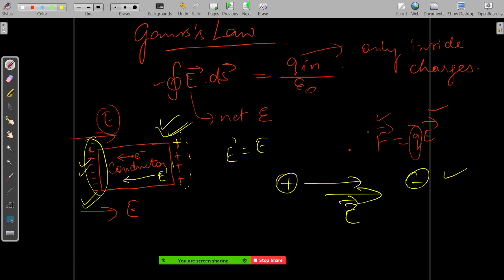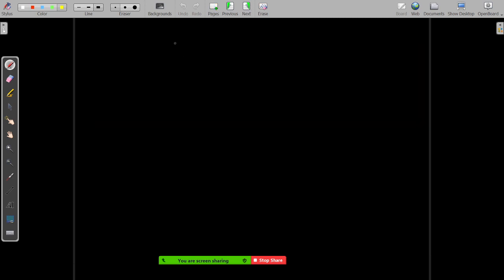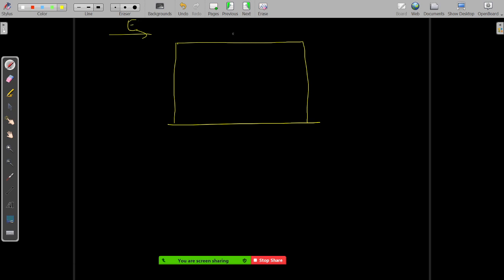Understood? That means the electric field inside the conductor, till then, the electric field inside the conductor becomes zero. The total electric field inside the conductor becomes zero. Till then, the electrons will be accumulating on the left hand side. Understood? So what happens is, see, this electric field is existing in this region.